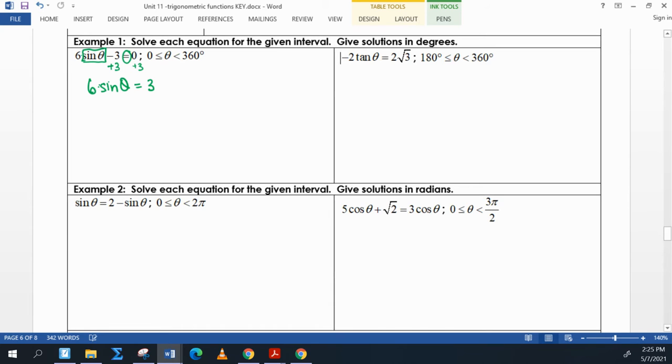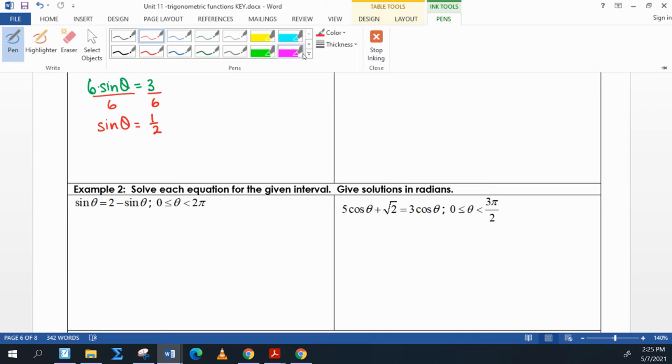Okay, now we're going to undo that 6 right there. So we're going to say, okay, I know that if I divide by 6, that undoes my multiplication. 6 divided by 6 is just 1 sine of theta. That's equal to 3/6. I'm actually going to simplify that and write that as 1/2. All right, so that is the first step.